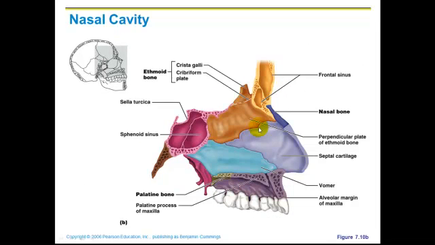If we put in the central structures, we now have created the septum. The septum is made of the vomer, the perpendicular plate of the ethmoid bone, as well as this region here of septal cartilage, which is hyaline cartilage.